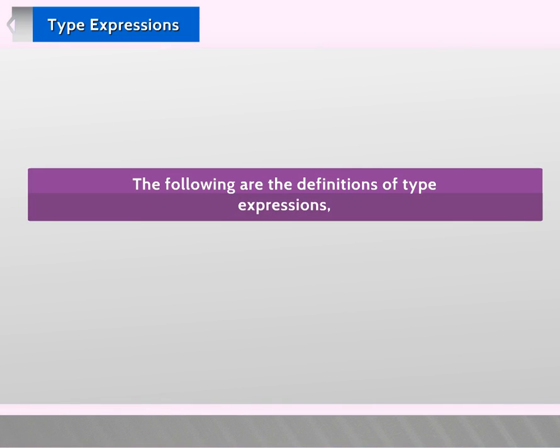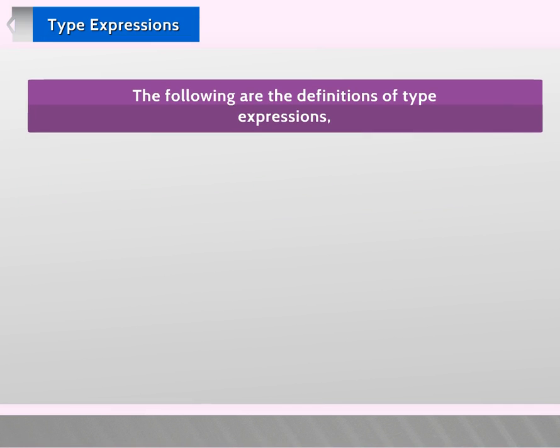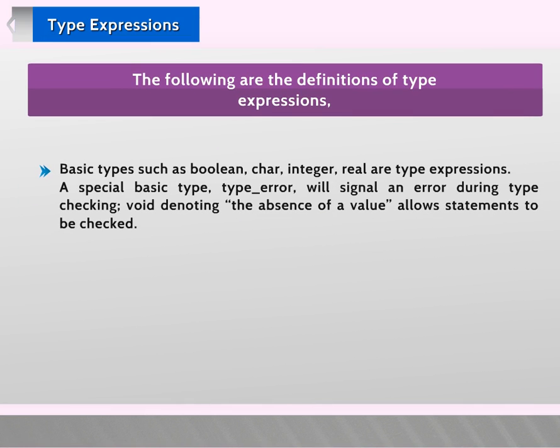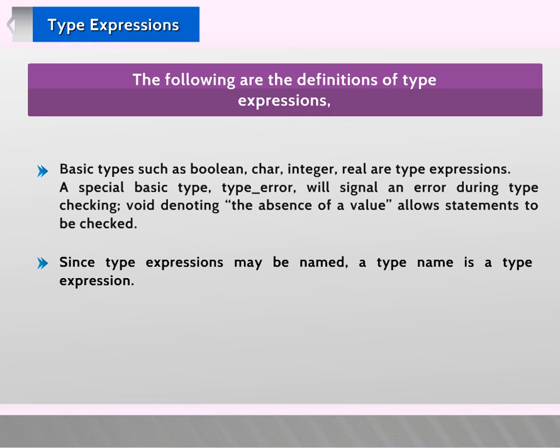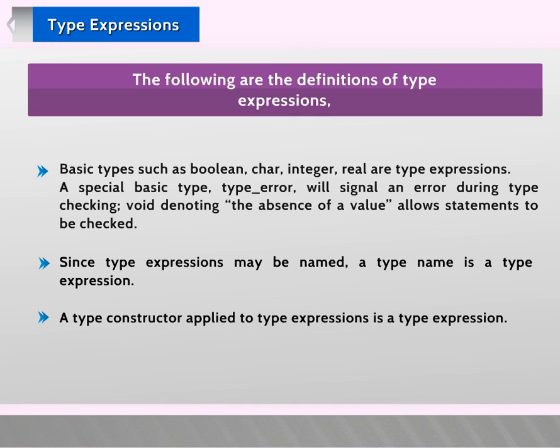The following are the definitions of the type expressions. Basic types such as Boolean, char, integer, real are type expressions. A special basic type, type_error, will signal an error during type checking. Void, denoting the absence of a value, allows statements to be checked. Since type expressions may be named, a type name is a type expression. A type constructor applied to type expressions is a type expression.